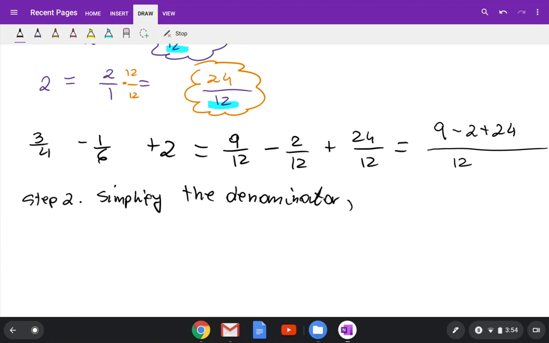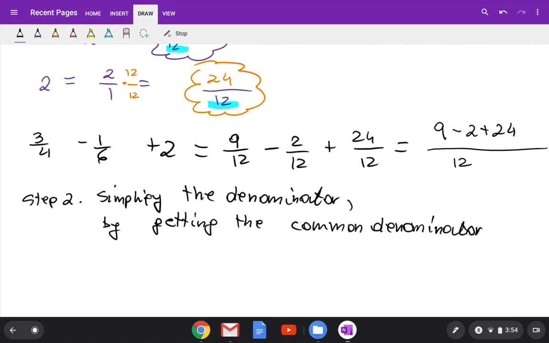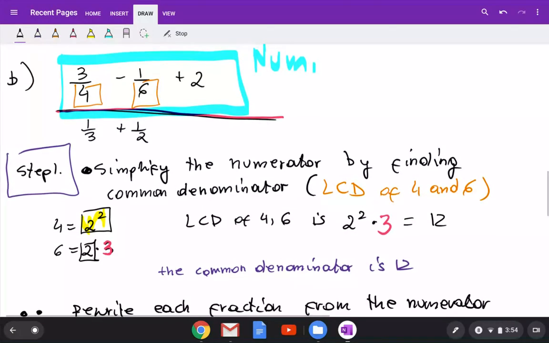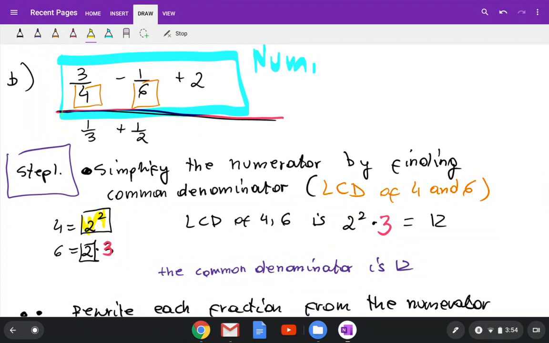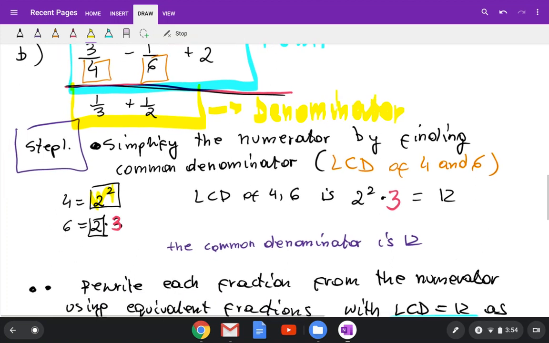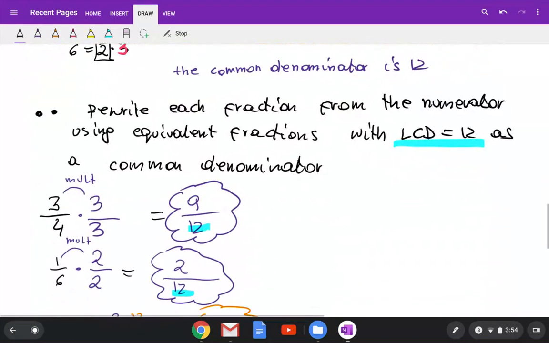The same thing by getting the common denominator. And of course, then you will simplify. So denominator here, it's 1 over 3 plus 1 half. So this is our denominator. So 1/3 plus 1 half.